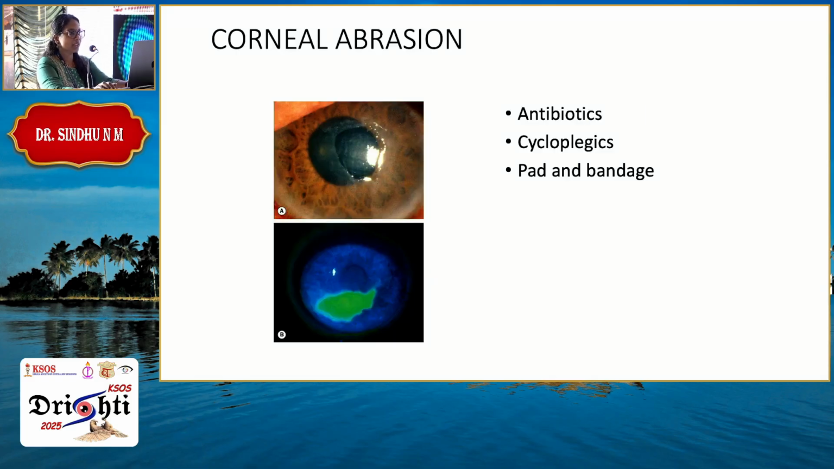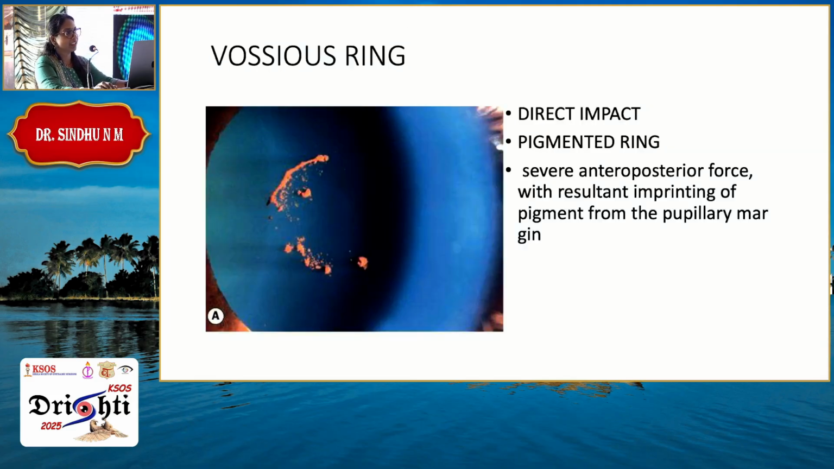For corneal abrasions, there is a discontinuity in the corneal epithelium, which is easily visible under slit lamp and cobalt blue filter. Antibiotics and cycloplegics are to be given to prevent secondary infection.